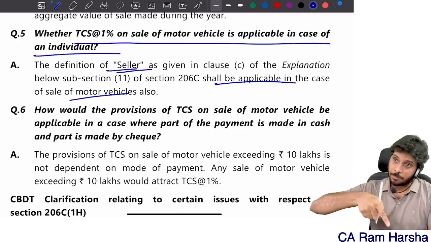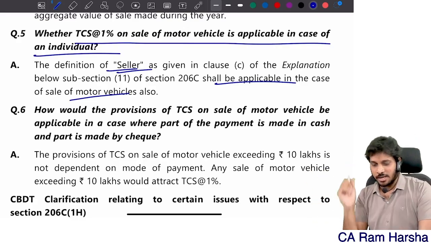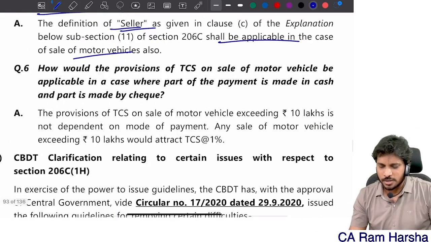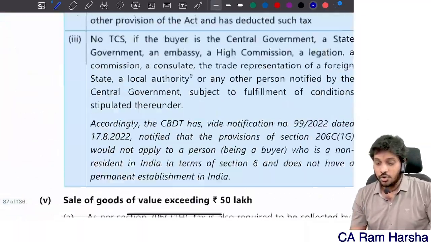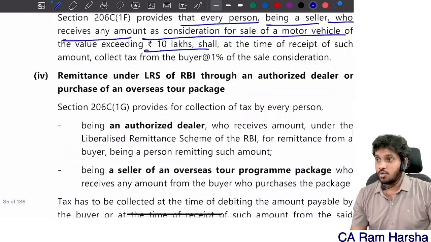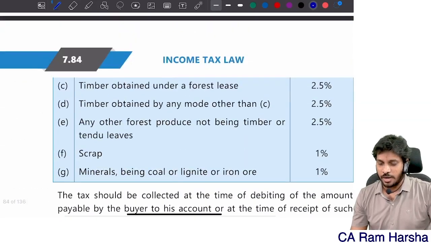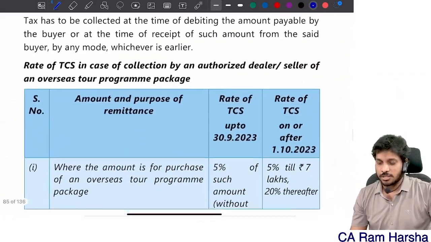A retailer may be a sole proprietor or a partnership, from anybody. That's it. There is no other bigger interpretation involved here. Now, Section 206C subsection 1G. What does this subsection 1G talk about?